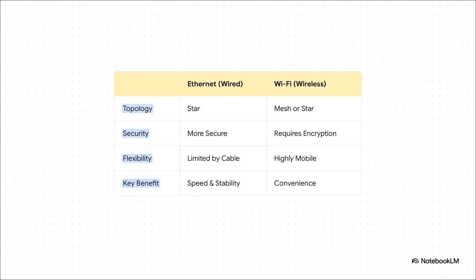Then you have Wi-Fi. What you get with Wi-Fi is incredible freedom and convenience, but it absolutely requires strong security, like encryption, to keep your data safe while it's flying through the air. So you're basically choosing between pure speed or go-anywhere convenience.